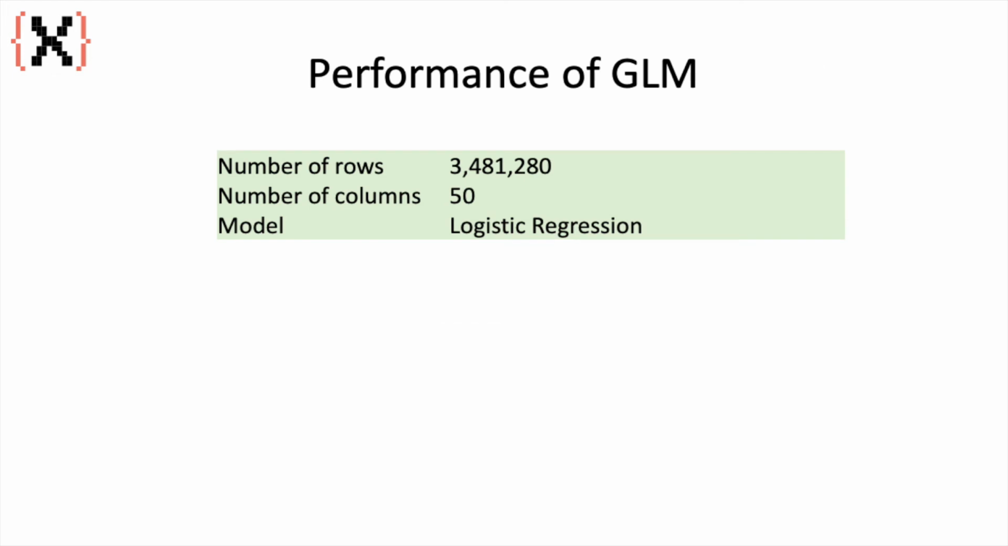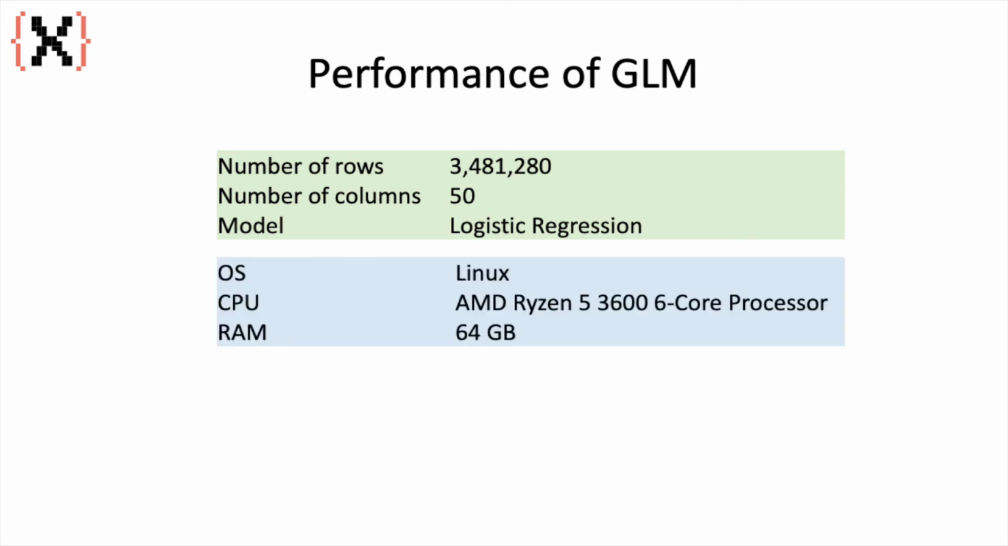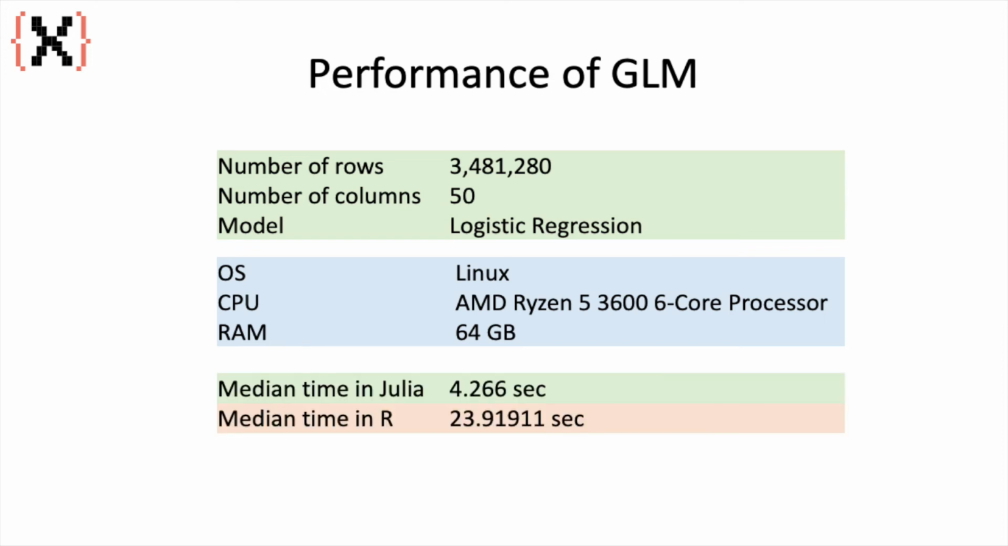Now let us compare the performance. To have an idea about the performance of Julia GLM, we have performed a logistic regression with 50 independent variables and approximately 3.5 million rows. We have tested the performance on a Linux machine with these configurations. Based on 20 evaluations, the median time for Julia is approximately 5 times faster than the median time for R. This is not only because of Cholesky decomposition, but Julia GLM utilizes the maximum possible resources. As we all know, the computational backbone of Julia is very strong.